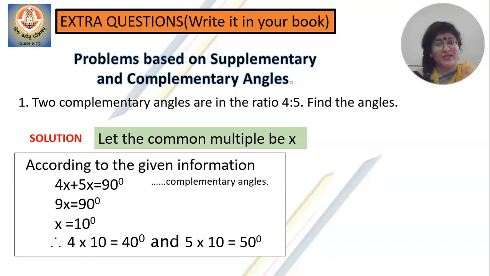Students, I repeat once again, please make a note of this question. Two complementary angles are in the ratio 4:5. Find the angles. You could get such questions for solving. Okay. Now we will look into a similar type of question which is based on complementary angles and supplementary angles. Let us now look into another question based on these two.